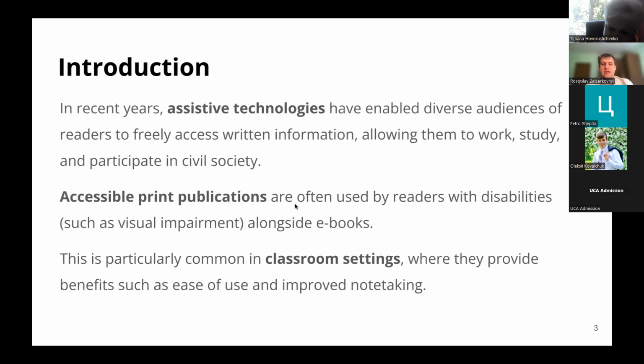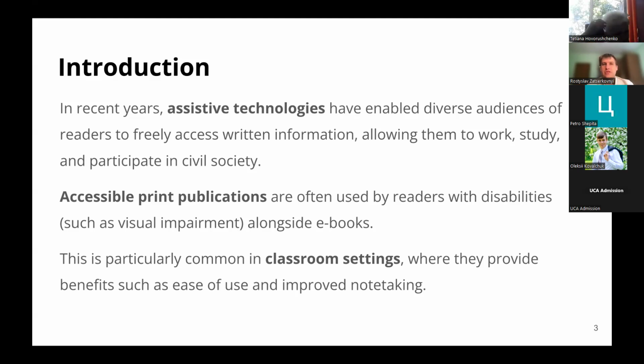In recent years, assistive technologies have enabled diverse audiences of readers to freely access written information, allowing them to work, especially study, as we'll mention later, and participate in society. One of the most common types of assistive technologies used by readers with disabilities, again, very commonly visual impairment, are accessible print publications, which are used alongside ebooks. Although ebooks are the more modern form of reading, they're still not always available or preferred.